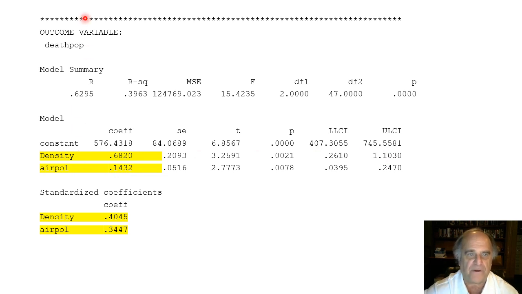Also, of course, air pollution: we want to see, does it predict deaths in the population? In fact, it does. And both of these are after controlling for the other variable. So air pollution predicts deaths in the population after controlling for population density. The B coefficient, or the unstandardized coefficient, is 0.1432. You can see our standard error, our t, our p, it's significant. The p-value is 0.0078, which is below 0.05 and below 0.01. So we're okay there.